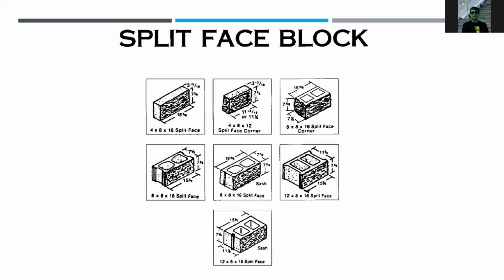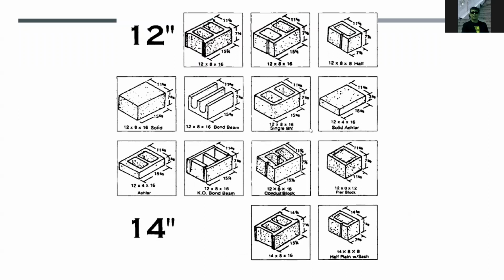We have also the split face block, no? This is used when there are existing finishes on the face of the block, and these are the different sizes. These are different types of block according to sizes. We have a 12 inches block and a 14 inches block, showing these are 2 cores, solid, and we have blocks that have special piping lines that you put piping lines on.